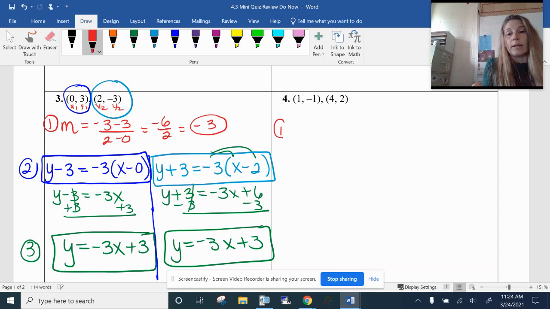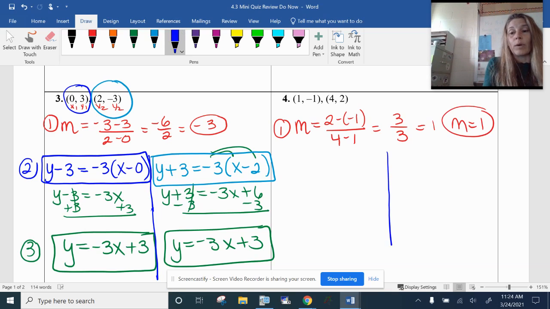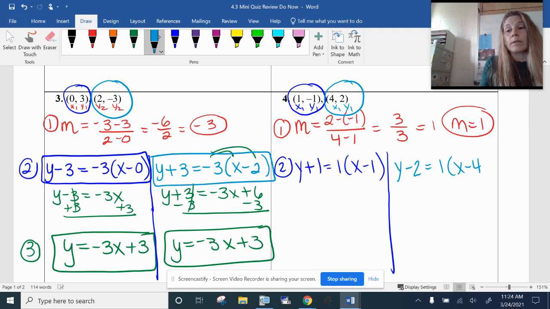Okay, number 4, finding the slope. So I'm going to do 2 minus negative 1 and 4 minus 1. Remember, when you minus the negative, you're really adding. And this time my slope is 1. So now to do my point-slope form, with the first point, I have y minus negative 1, which I'm going to change to a plus, equals 1 times x minus 1. If I use the second point instead, I would have y minus 2 equals 1 times x minus 4.